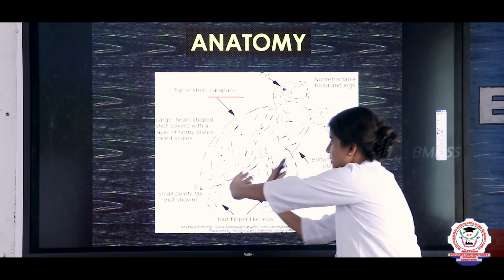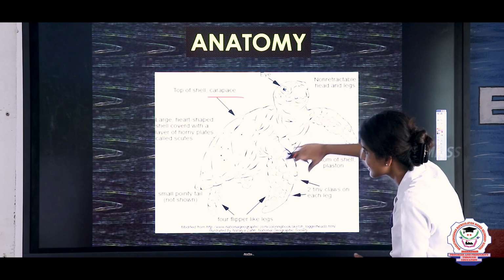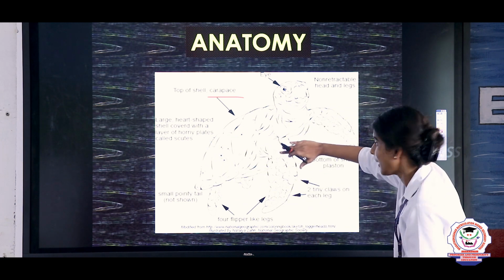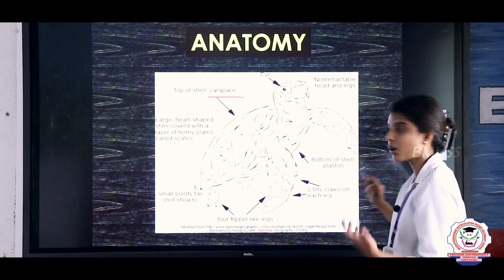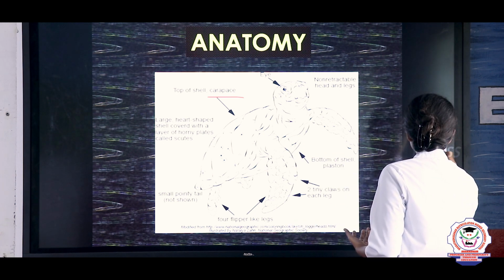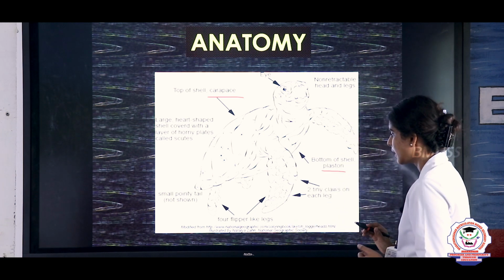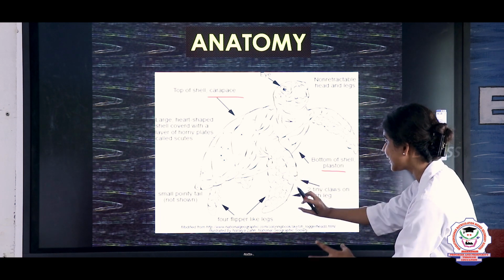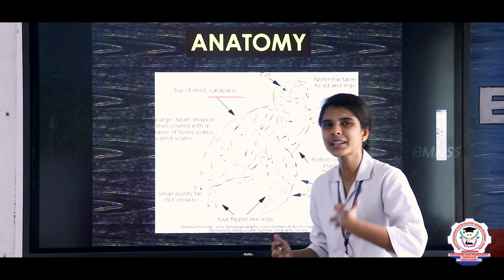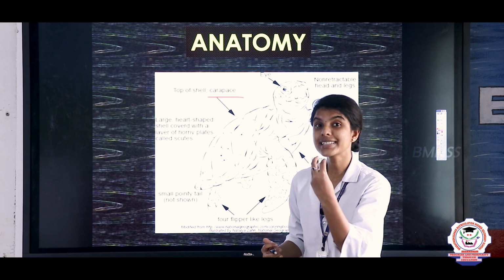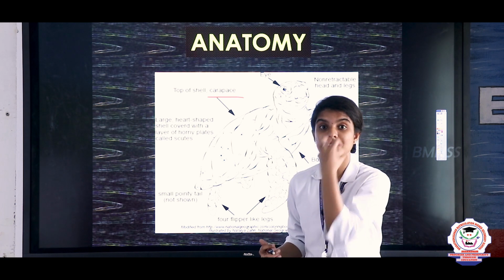So what is the bottom of the shell? This is the upper part, and this is the lower part, this down part. So the bottom of the shell is called plastron, and it has 2 tiny claws on each leg. So what do you mean by claws? We usually see it in a lion. Claws are like that.